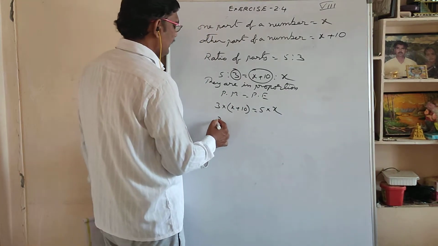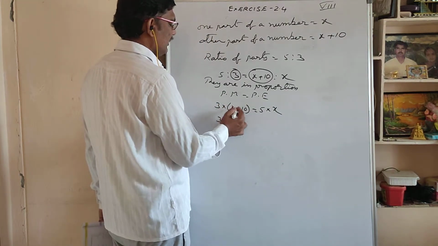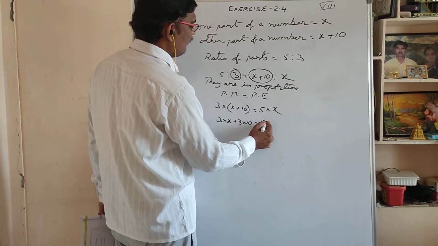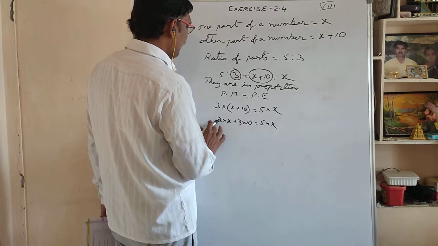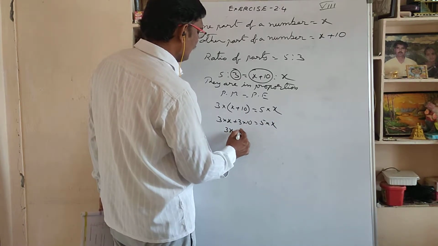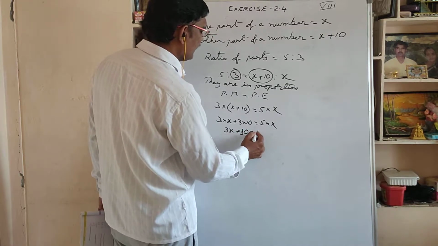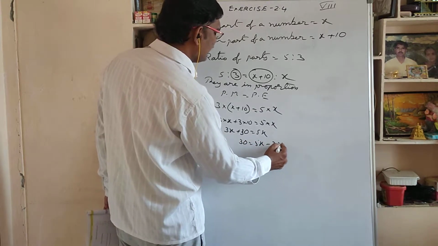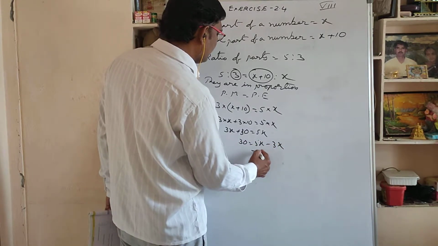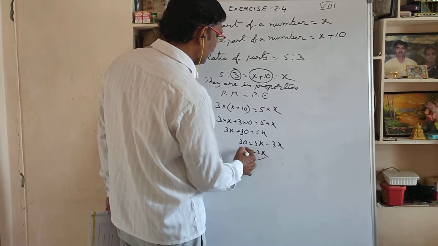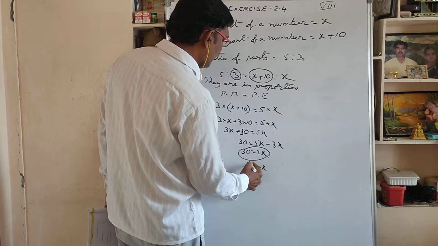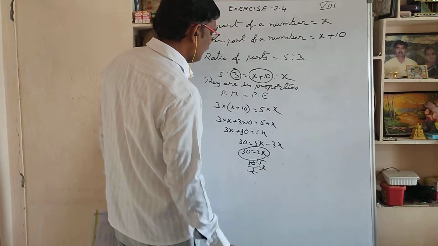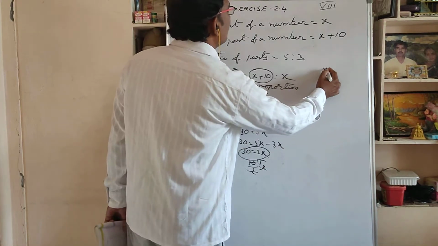So here with the 3, a into b plus c, it is a distributive property. 3 into x plus 3 into 10 is equal to 5 into x. Now I am taking variables to one side and numbers to one side. Then plus 3x, if you take to this side, 30 is here, 5x minus 3x. From 5x if you subtract 3x, 2x will come. 2x is equal to 30. Then x is equal to 30 divided by 2. Means x is equal to how much here? 15. x equals 15.